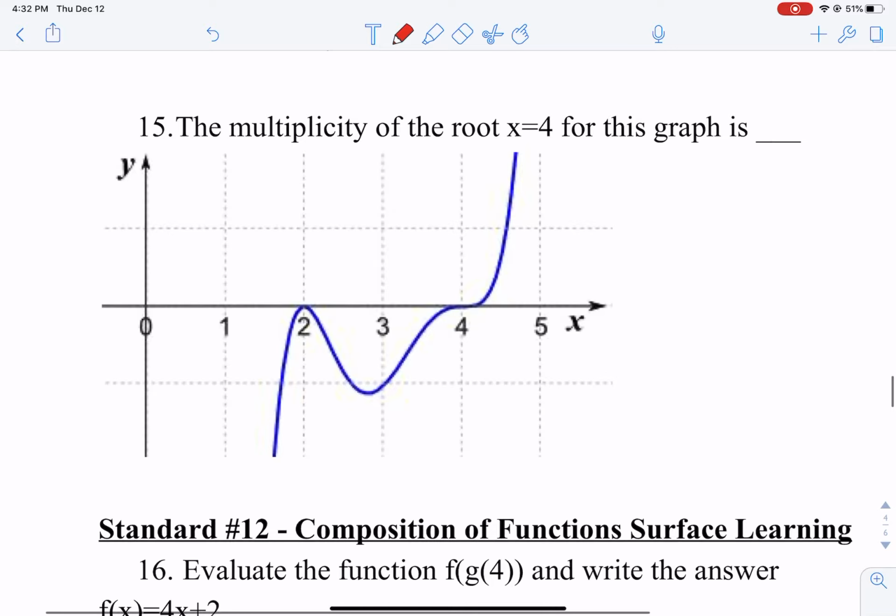What's the multiplicity of root x equals 4? So here is a root of x equals 4. Multiplicity is doing the wiggle thingy. So again, this would be a triple root. So the multiplicity is 3.